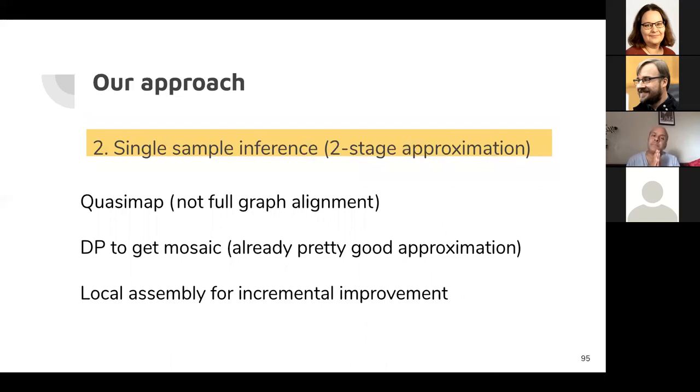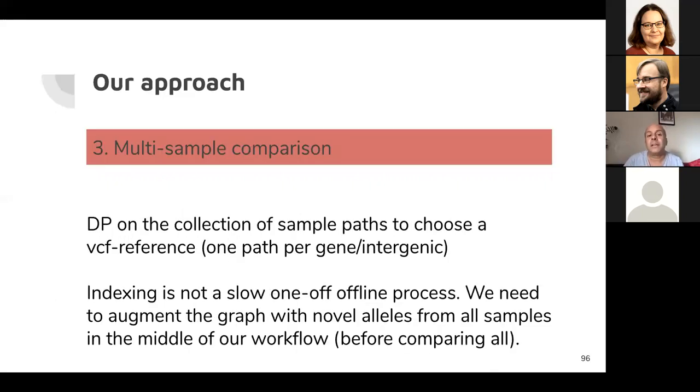And then single sample inference, we do that in two stages. We quasi-map, we don't use full graph alignment. We use dynamic programming to get a mosaic, so it's already a pretty good approximation, and then local assembly for some improvement to that. And then finally, multiple sample comparison, we use dynamic programming on the sample paths to choose a VCF reference. That's one path per gene or intergenic region. Now, a consequence of the way we're doing things is that indexing is not a slow one-off offline process, because we need to augment the graph with novel alleles from all our samples in the middle of our workflow. And that's the slowest bit of our workflow at the moment.